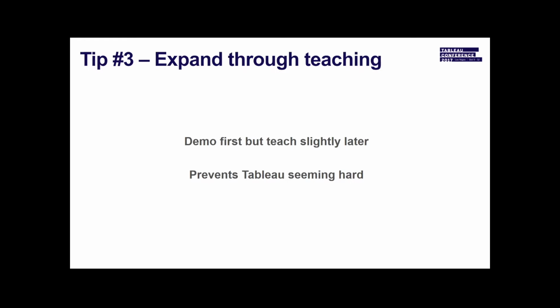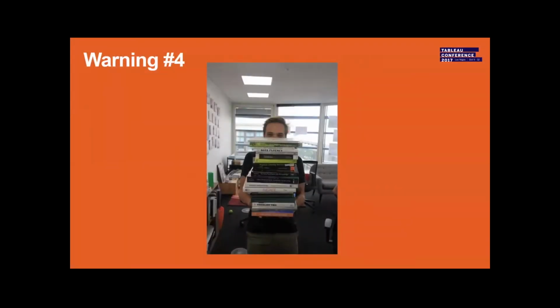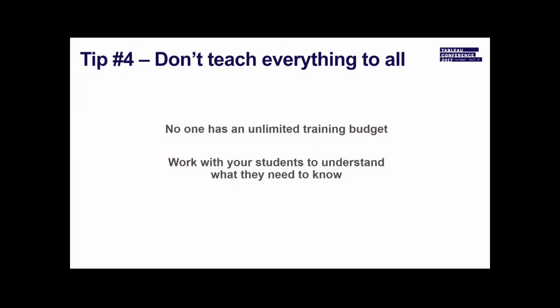Warning number 4, beautifully modeled by Will. It's not how many books that you can hold up at any one point or how much reading you have to do. It's don't try and teach everything to everybody. I'm yet to find a company that has an unlimited training budget. Even though I used to work for a big bank, there were limits on what we had and what we didn't have. I had half a day's training. You know, that's with crazy amounts of money kicking around in banking, right? So how do you get that right bang for the buck? It's by not trying to teach everything to everybody.